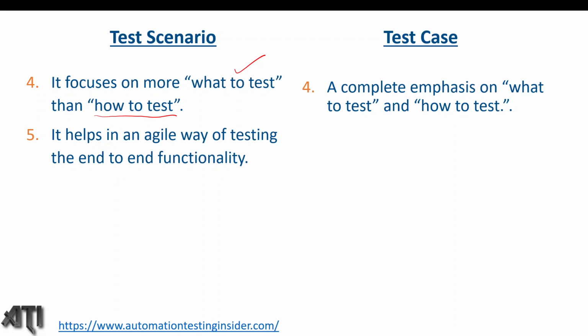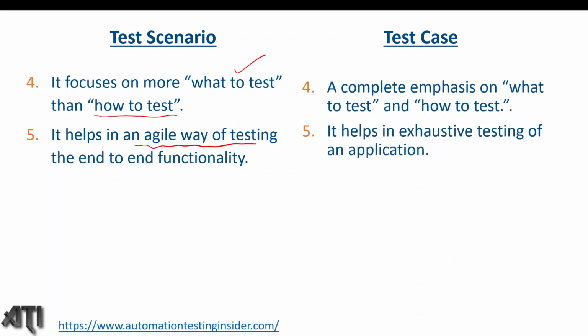It helps in an agile way of testing the end-to-end functionality. Agile way of testing means whenever we don't have much time before going live with a product, we can just write the test scenario and execute it for that particular sprint. So that is what is written over here. It helps in an agile way of testing the end-to-end functionality. Test cases help in exhaustive testing of an application. So if you want detail level testing, we will follow the test cases, right?